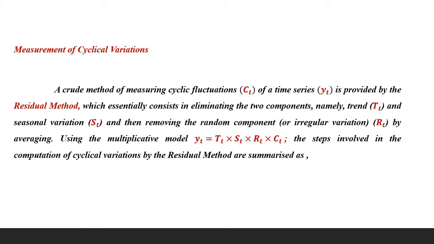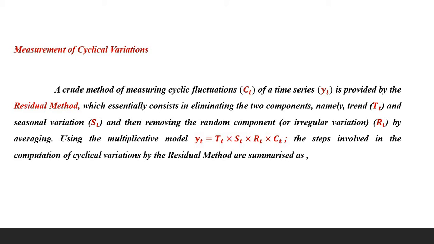Measurement of cyclical variations. A crude method of measuring cyclical fluctuations CT of a time series YT is provided by the residual method, which essentially consists in eliminating the two components, namely trend TT and the seasonal variation ST, and then removing the random component or irregular variation RT by averaging.